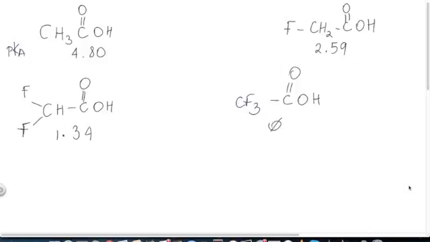All right, so now let's look at this series of carboxylic acids. Here we have acetic acid, the stuff in your vinegar, and it has a pKa of 4.80. But look what happens as we start replacing hydrogen with fluorine.